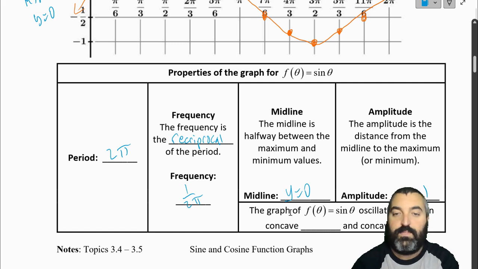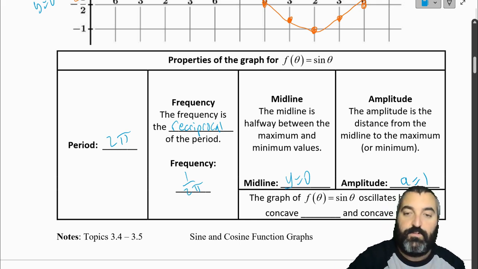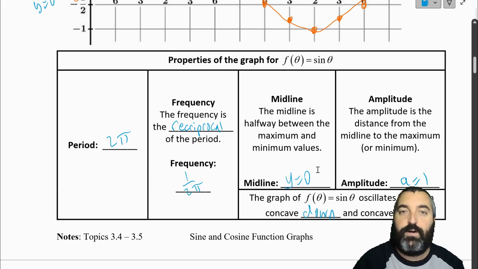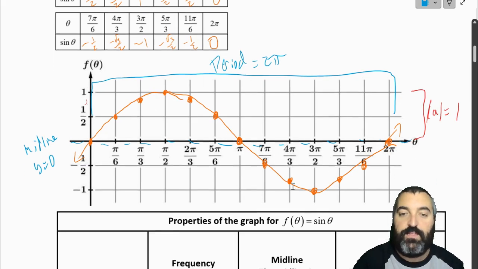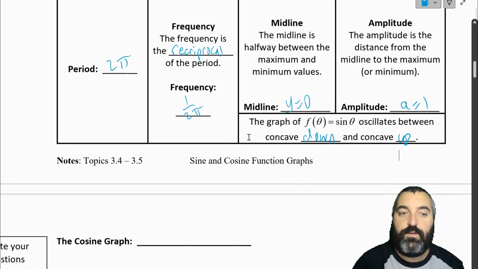And then the last thing here, the graph of f of theta equals sine of theta oscillates between concave down and concave up. Technically, you could write it either way, but graphically, the way we graphed it, the concave down part started first and then went concave up. Okay. So yeah, there you go. There's the important things of sine.